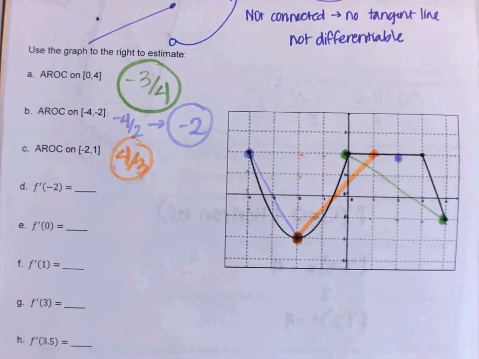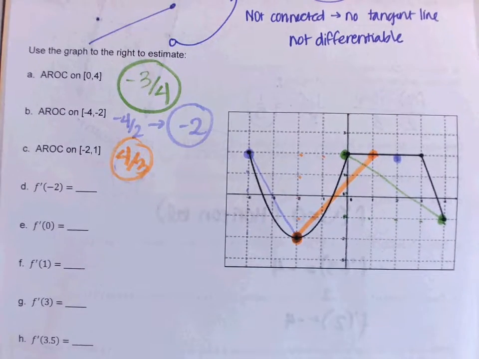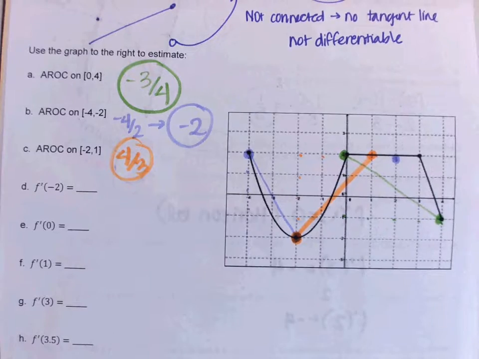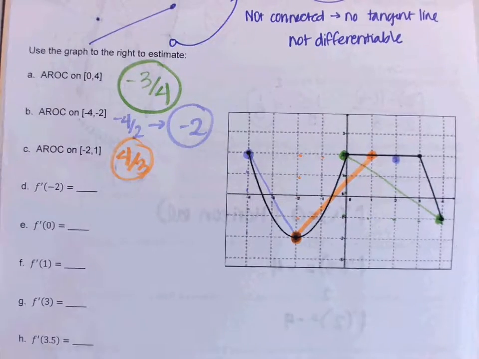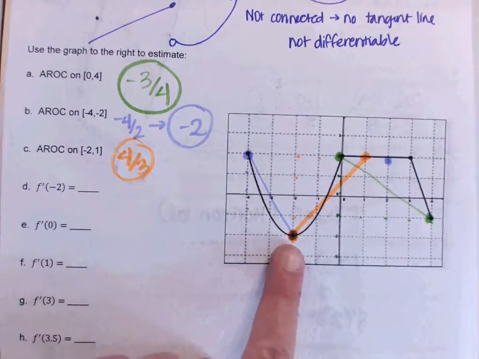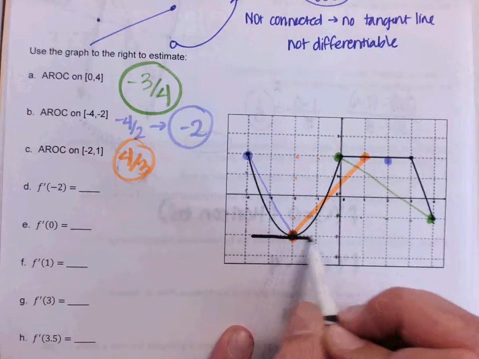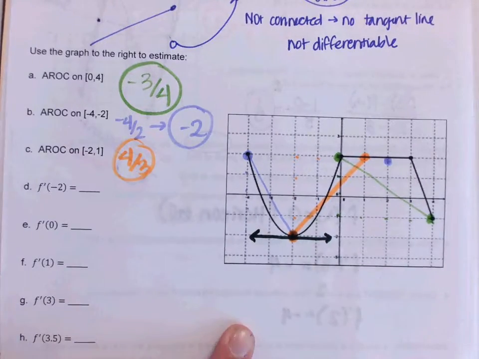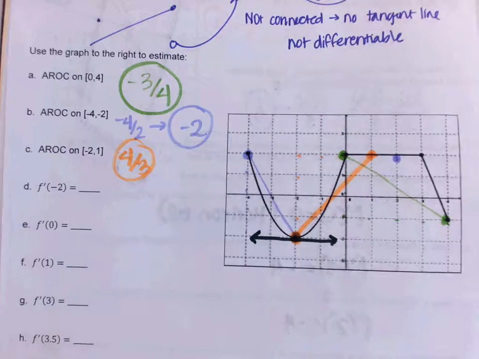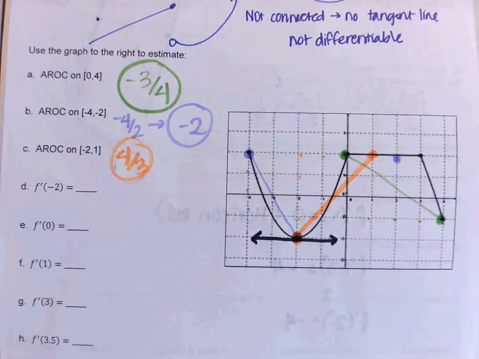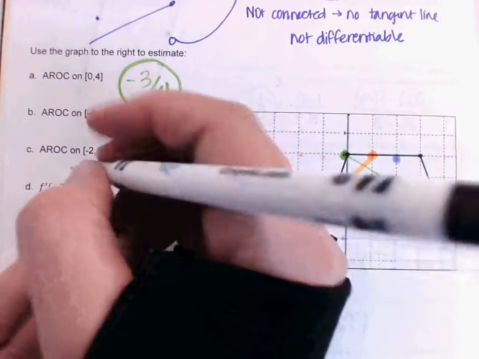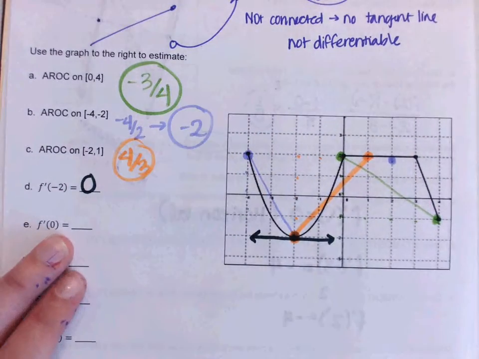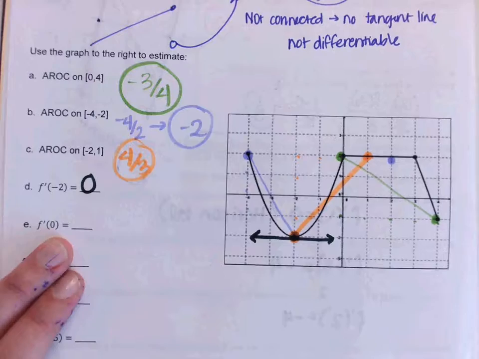Okay, next one I want is f prime at -2. So f prime means the slope of the tangent line that only touches the graph once. So if I want to only touch the graph at -2, that's right here, I'm going to draw my tangent line there. Because I can only touch the curve at that one point. And if I only touch it there and I draw that line in, what's its slope? 0, because it's horizontal.